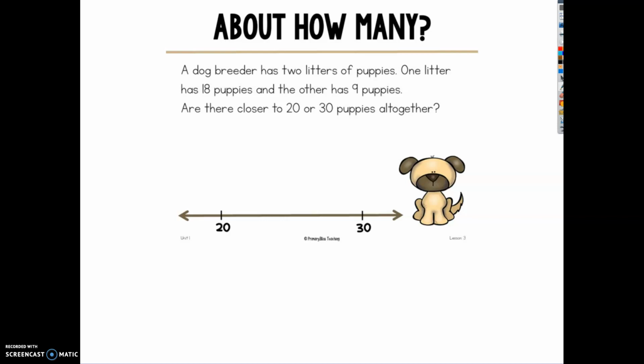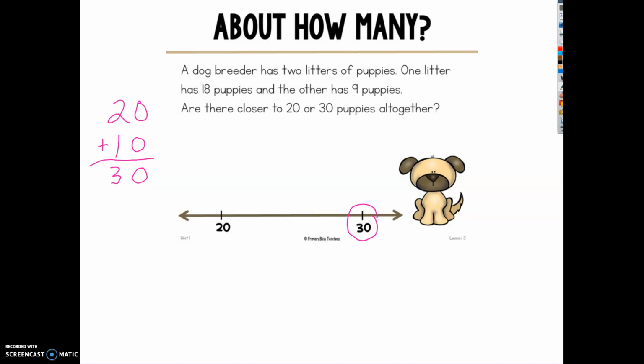Now, this might remind you of our lessons in math earlier this unit when we were working on rounding numbers. So if one litter has 18 puppies, I can round that to 20 puppies. And if the other has 9 puppies, I can round the 9 to 10. I take my rounded numbers and I add them together and I get 30. So if I have 18 puppies and 9 puppies, and I want to know about how many, if they're going to be closer to 20 or 30 puppies altogether, then I would decide that they're closer to 30 puppies than 20 puppies.